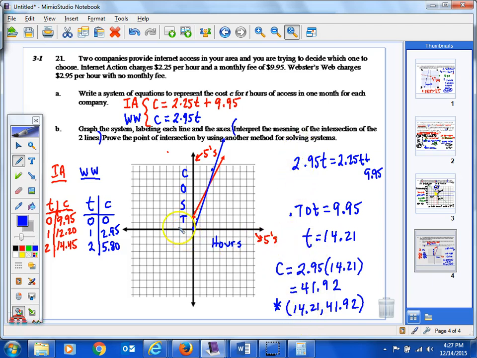So I hope that helps, and that's your final solution to these 4 problems. Let me know if you have any other questions.